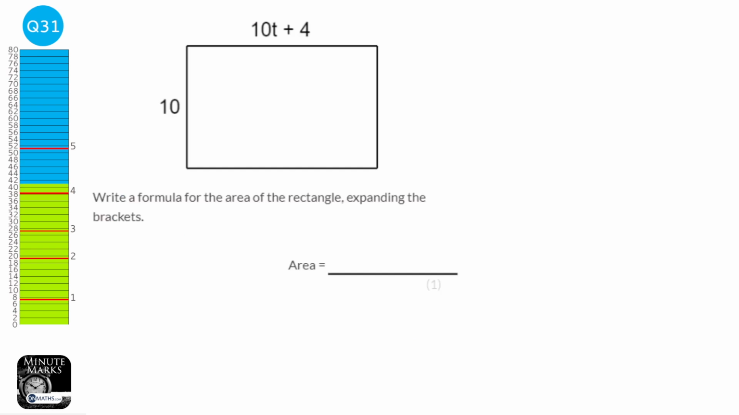So to find the area of a rectangle, we do length times the width. So here, to find the area, we will do the 10 times the whole of the 10t plus 4.